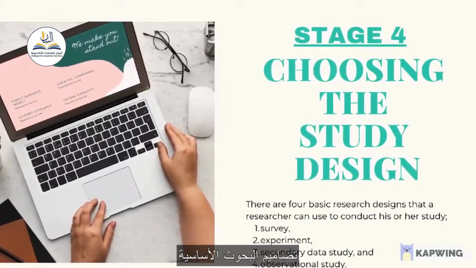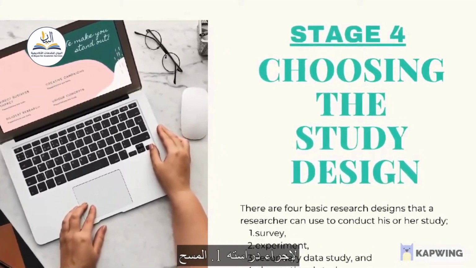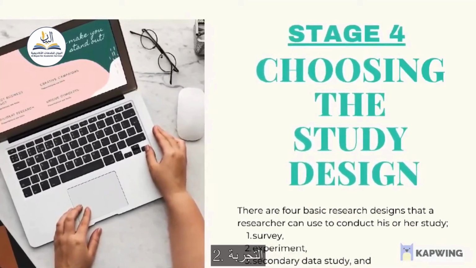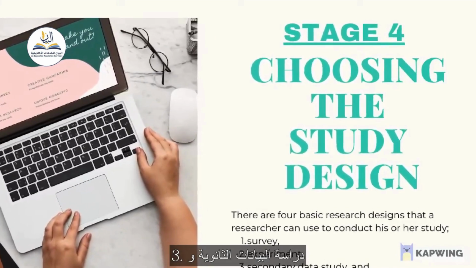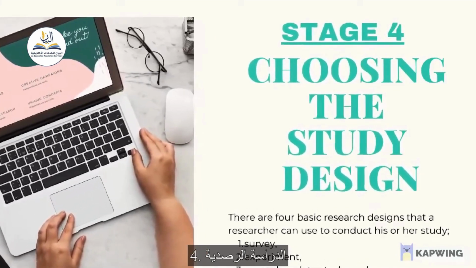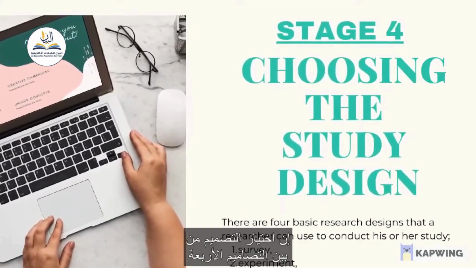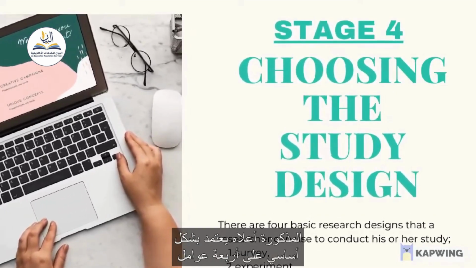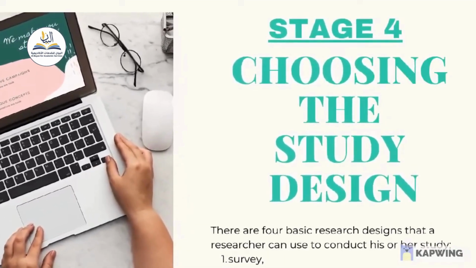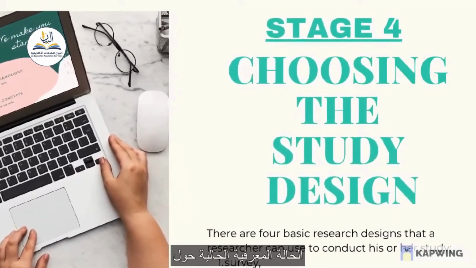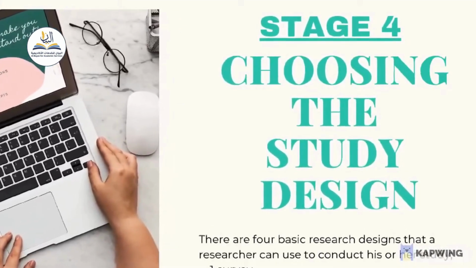There are 4 basic research designs that a researcher can use to conduct his or her study. 1. Survey. 2. Experiment. 3. Secondary data study, and 4. Observational study. The type of research design to be chosen from among the above 4 designs depends primarily on 4 factors: the type of problem, the objectives of the study, the existing state of knowledge about the problem that is being studied, and the resources available for the study.